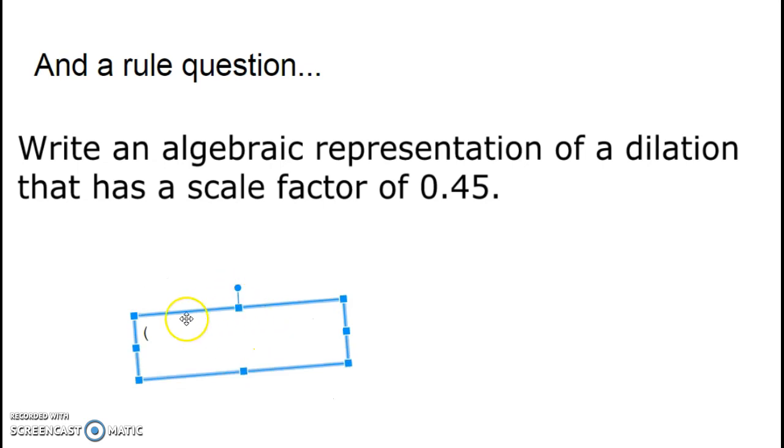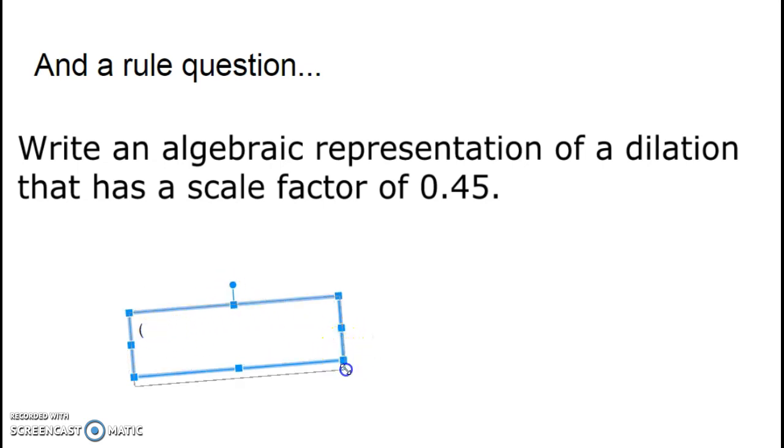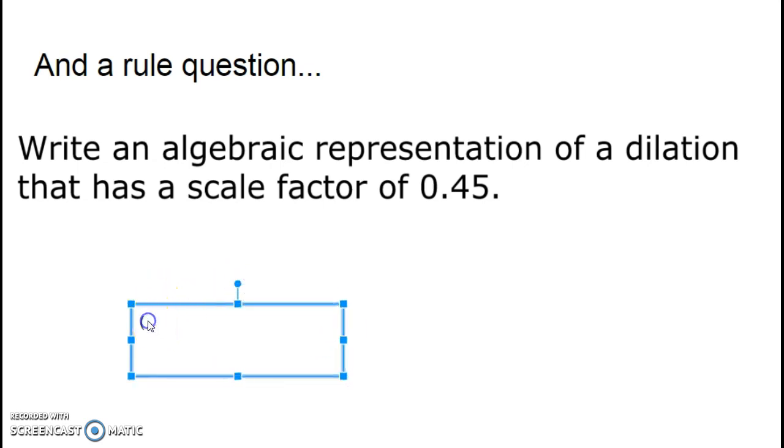Sorry guys, it's a little crooked here. There we go. There you go. Hopefully that's what you put. It really is that easy.